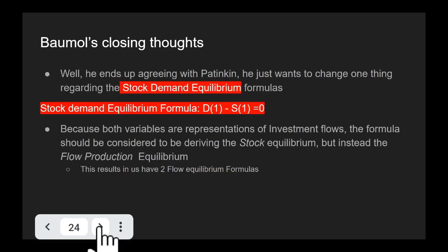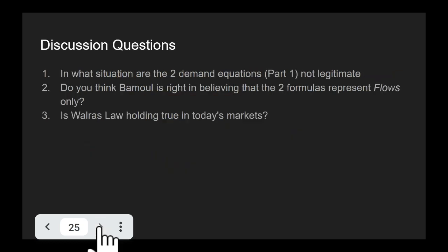Baldwin says, you're not wrong. If you look at them when they're both in these identical situations, they do mirror each other. But he goes on to state that he doesn't like the idea of calling the second equilibrium formula the stock equilibrium formula. Instead, he thinks it's better to call it the flow production equilibrium formula because it's derived from the flow variables and not its own stock variables.